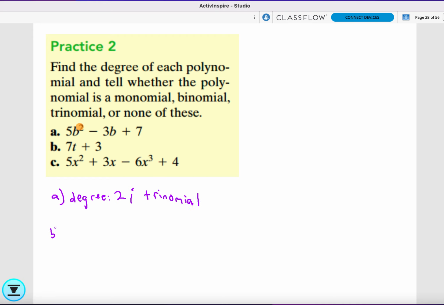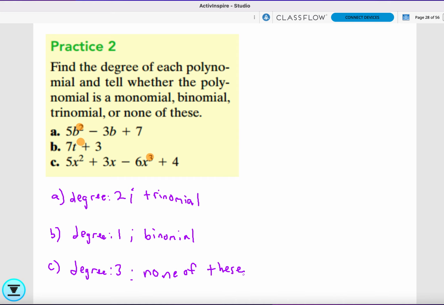And then B is the degree. T has no exponent, so it's a 1. So my degree is 1. But there are 2 terms, so it's a binomial. And then C, my highest exponent is what? 3. So my degree is 3. But it's none of these because it's more than 3 terms. All right, so far so good, guys. Good job on the practice.